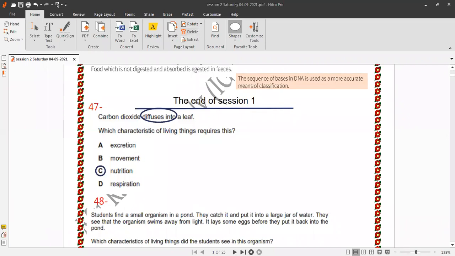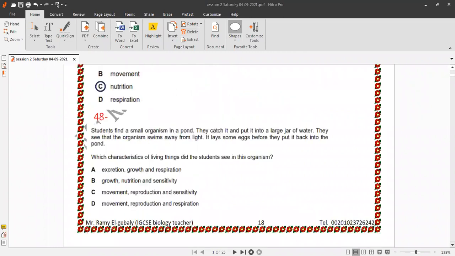Abdurrahman. Yes, sir. 48. Students find a small organism in a pond. They catch it and put it into a large jar of water. They see the organism swims away from light. It lays some eggs before they put it back into the pond.